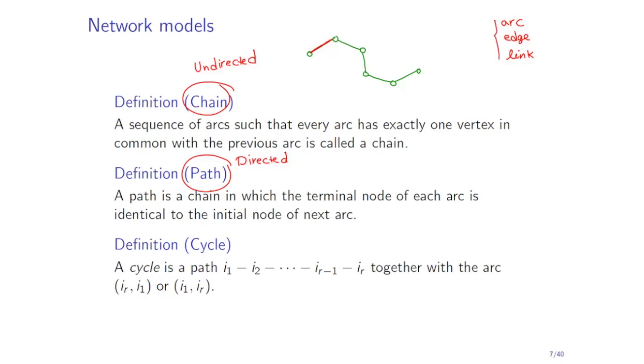So this is an edge, this is the next edge, and these two have one endpoint in common. The next edge is this one, and it has this endpoint in common with the previous edge, and so on. Something like this is called a chain.